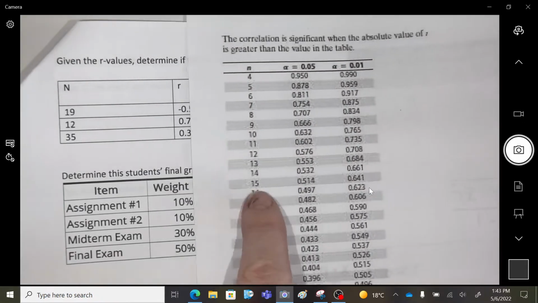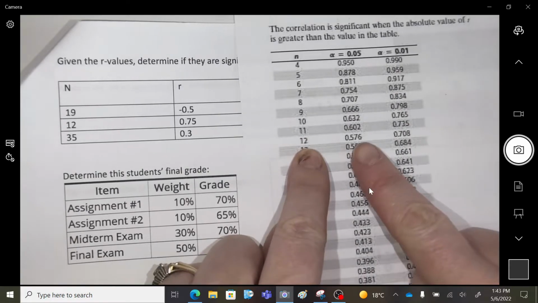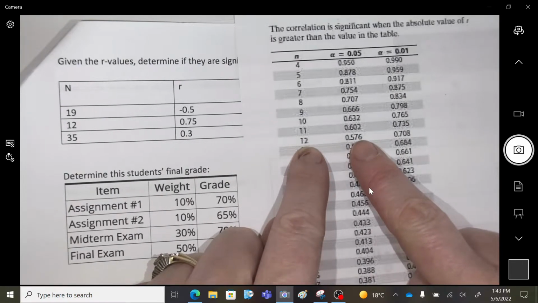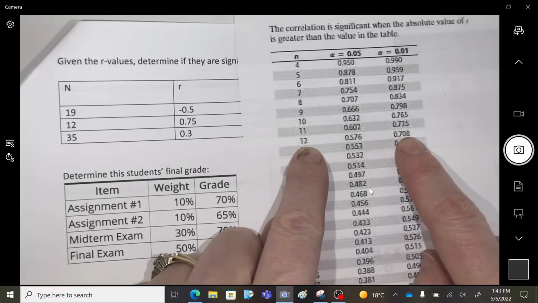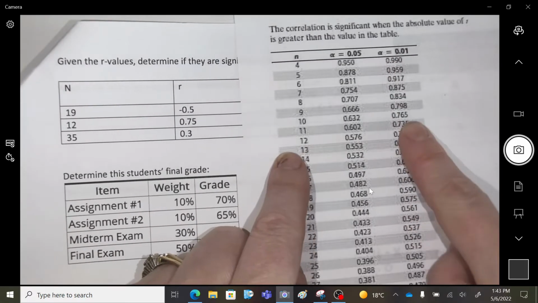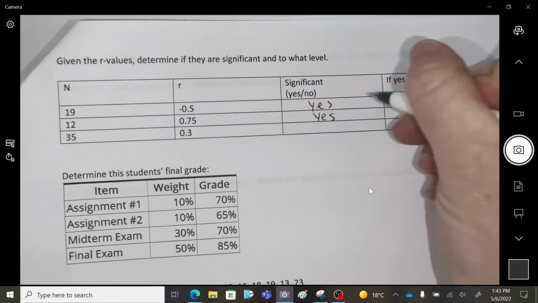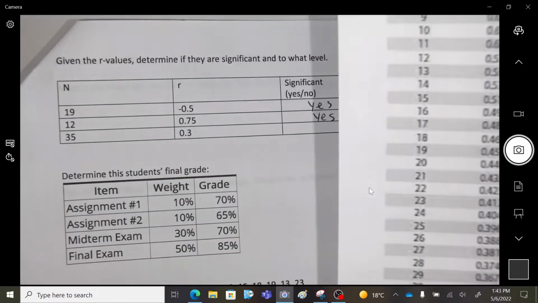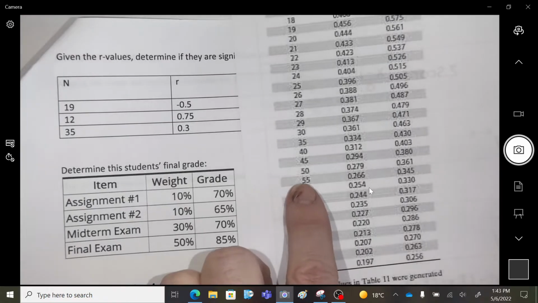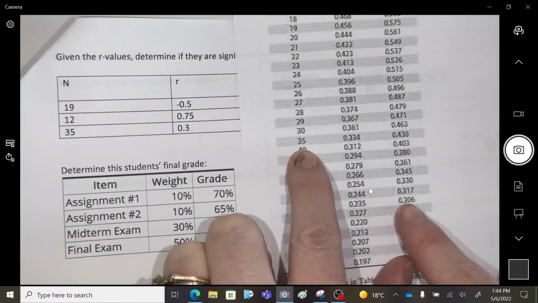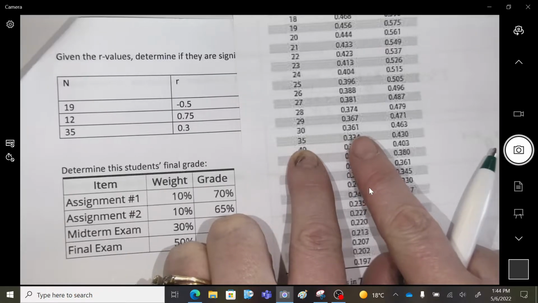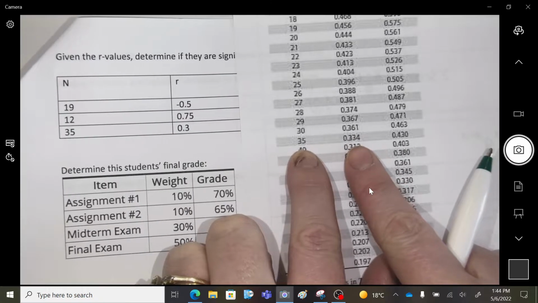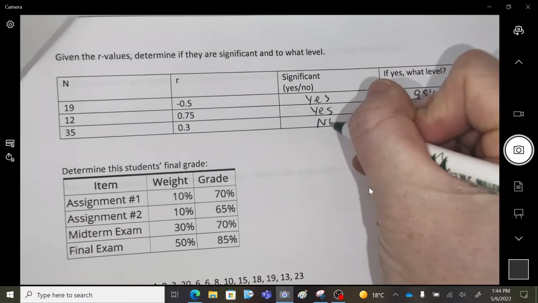Okay, 12 is my sample size. 0.75 is larger than that and larger than that. So now I can be in this column, so 99%. So yes, they're correlated, 99% sure they are. All right, the last one is a 35. 0.3, nope, it's not bigger. So it doesn't even reach that, so there's no correlation.